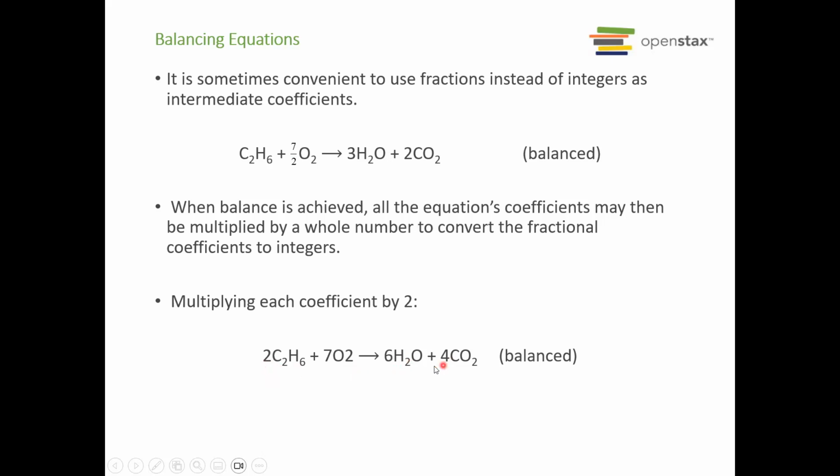Because with 2, 6, and 4, we would be able to reduce those. But since we have that 7, nothing's going to go evenly into all 3 of those values.